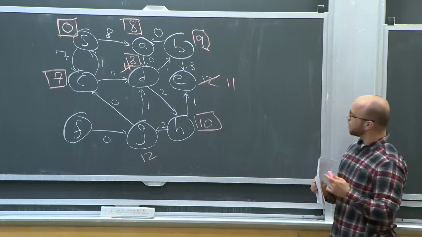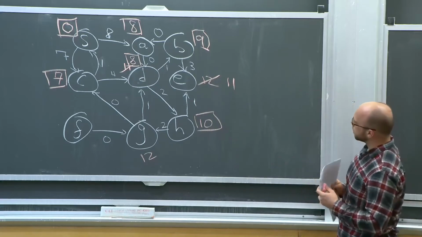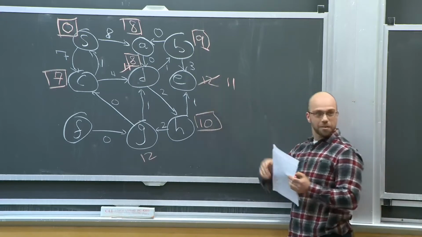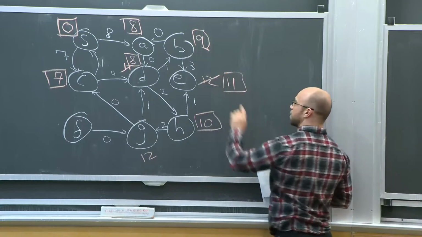Getting there. Okay, so the next closest vertex is E. E has no outgoing edges, so E is all set.